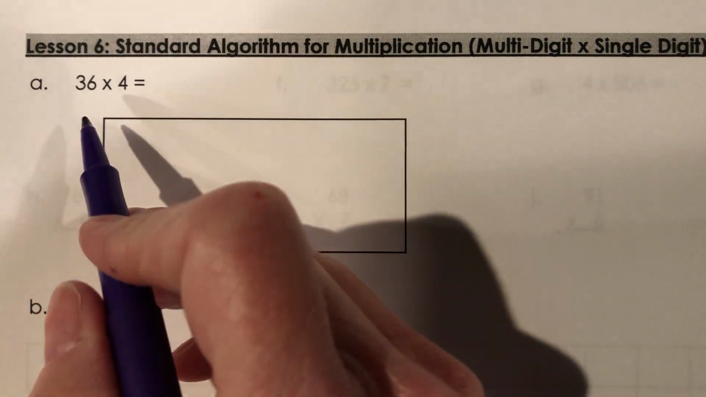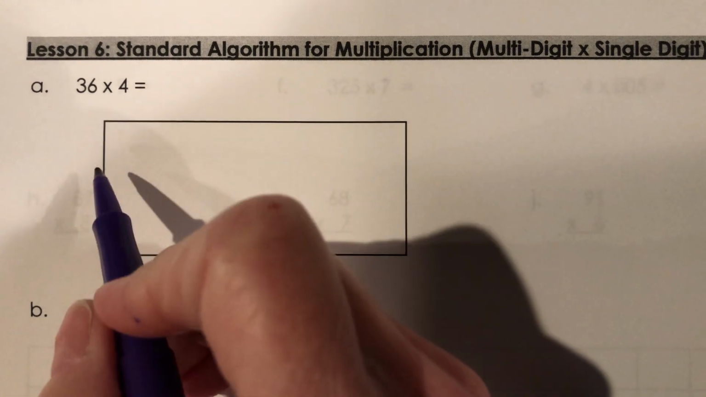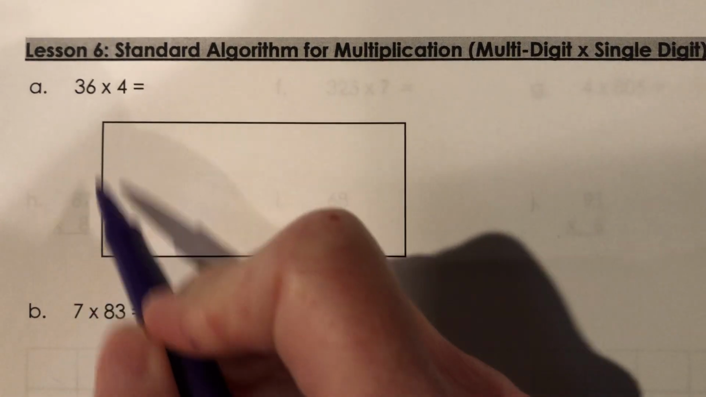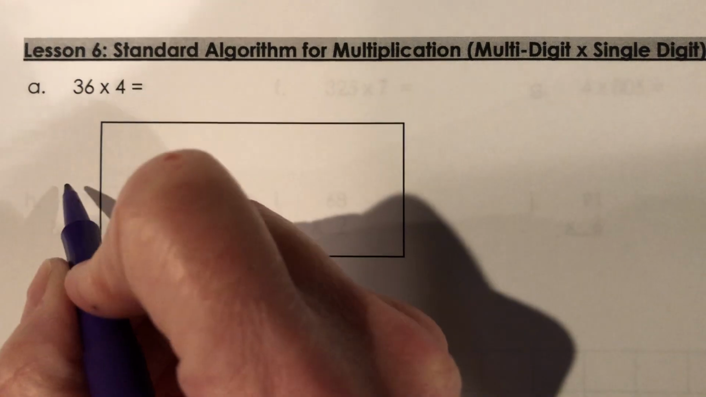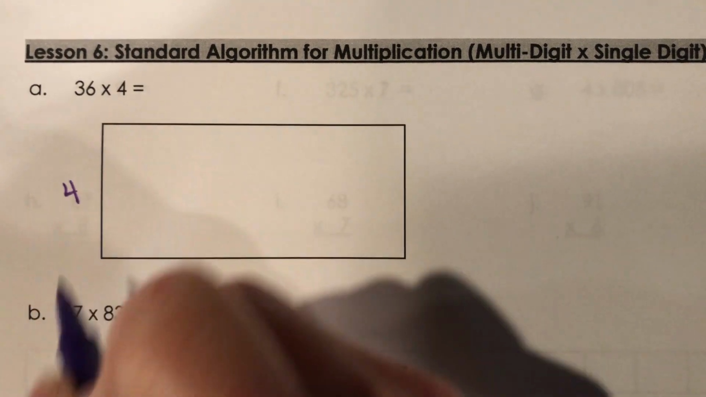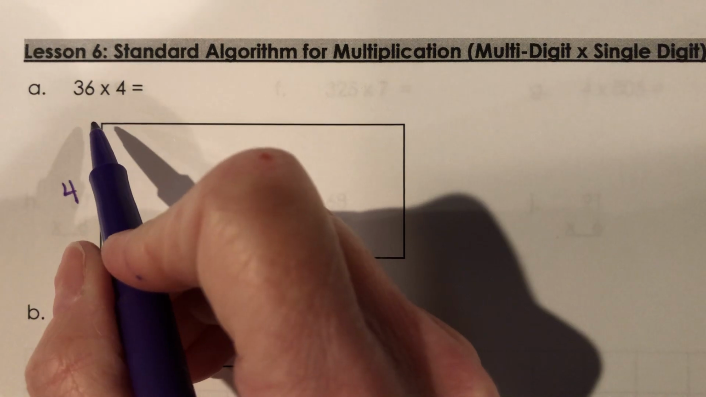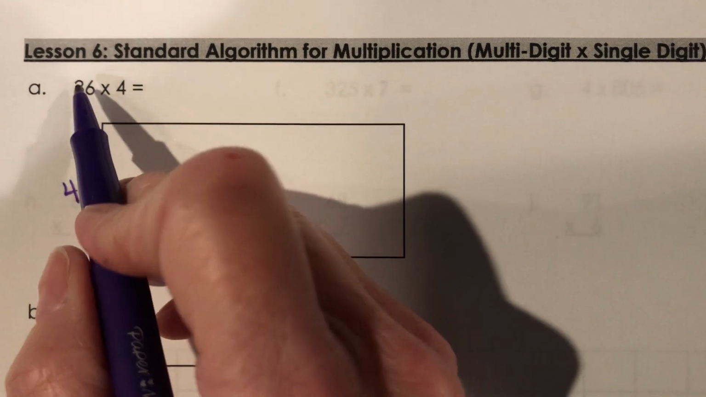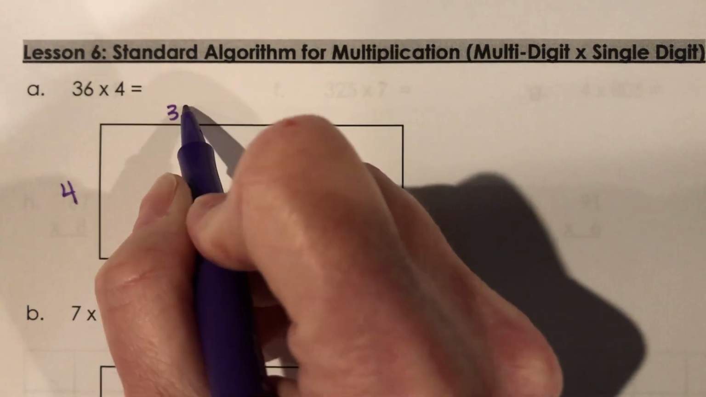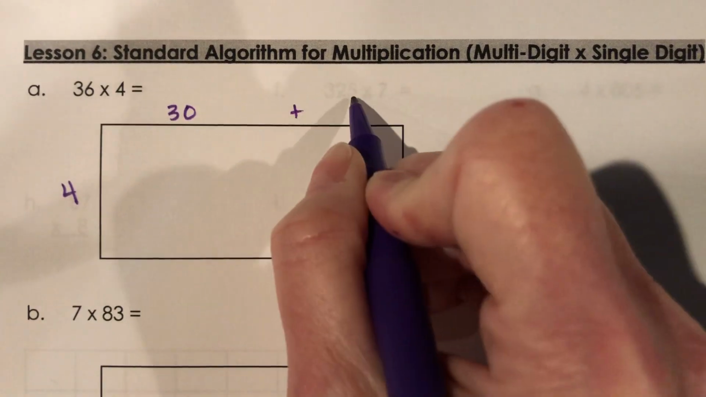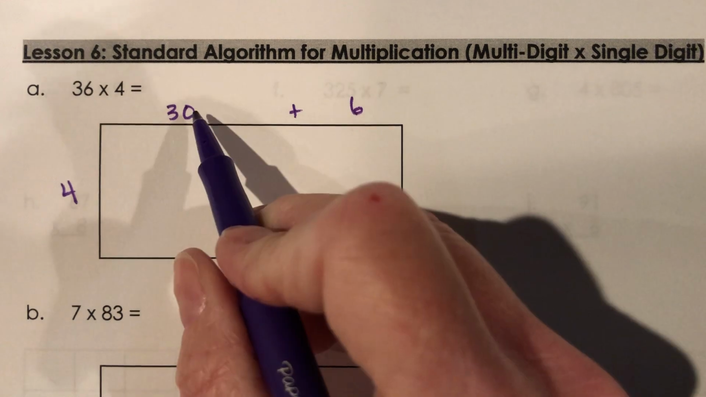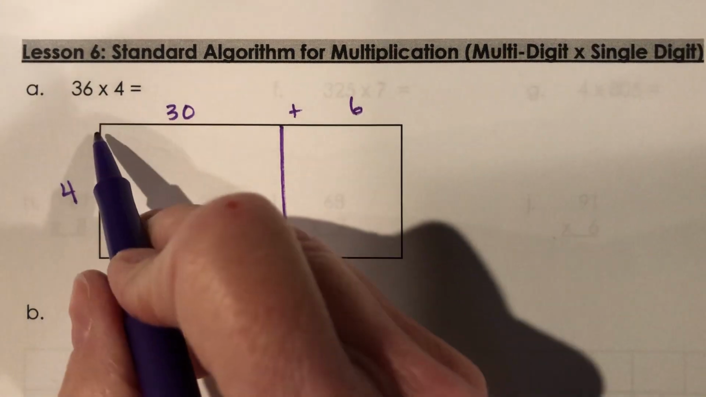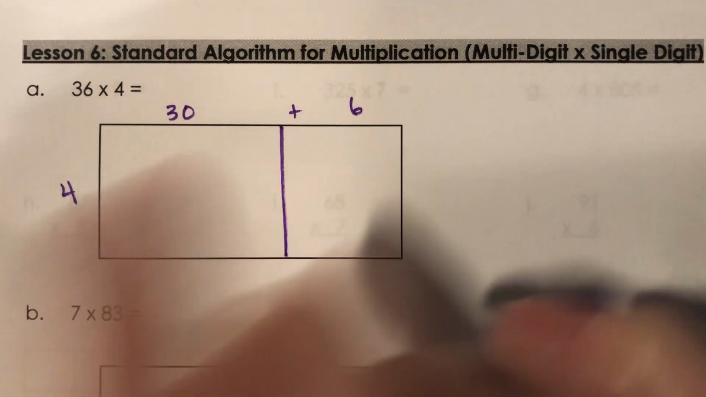So to start off, I have 36 times 4. And I've been kind of having you set this up where we put the lower amount on the smaller side of the rectangle. So I'm going to put 4 here. And then remember, when we use our area model, we break apart our larger number by place value. So 36 means I have 30 plus 6. Remember, we break it up into ones and tens. So I'm going to go ahead and draw a line here. This means that this side would be 4, this is 30, this is 6.